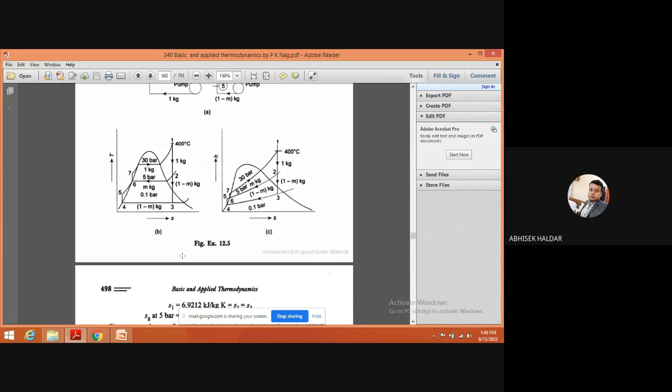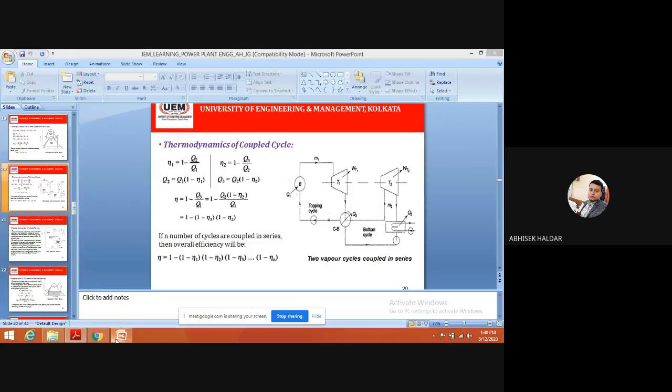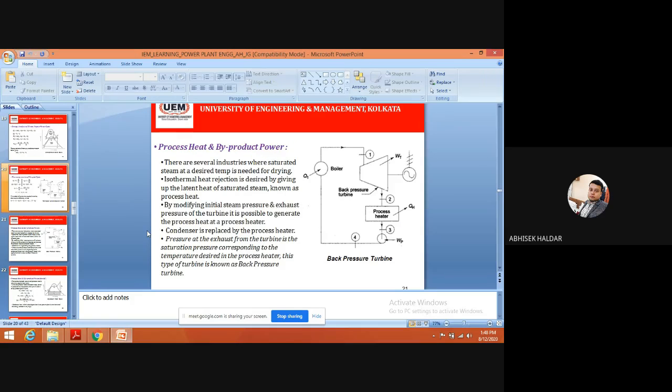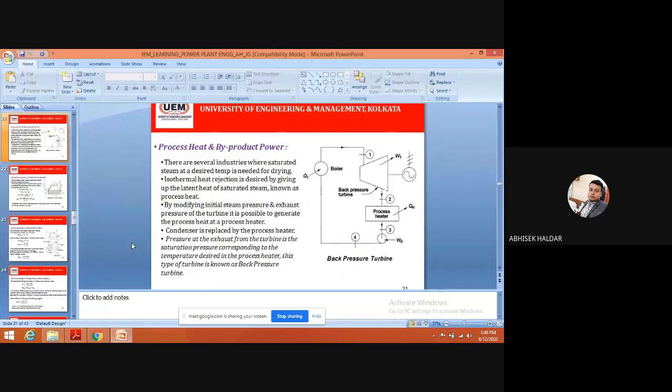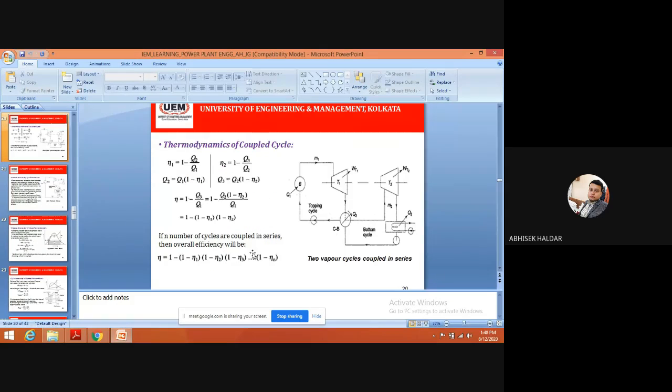Let me discuss one small thing that I had to discuss: this coupled cycle and this byproduct power, this process heat and byproduct power. This is basically the concept of a cogeneration plant. It is called a cogeneration plant. This process heat I will discuss in the next class. Let me tell you this one, because this slide is related to the last class.